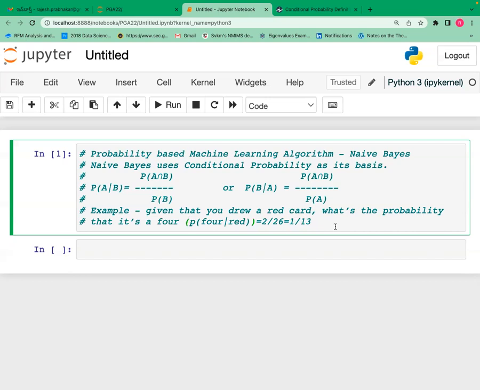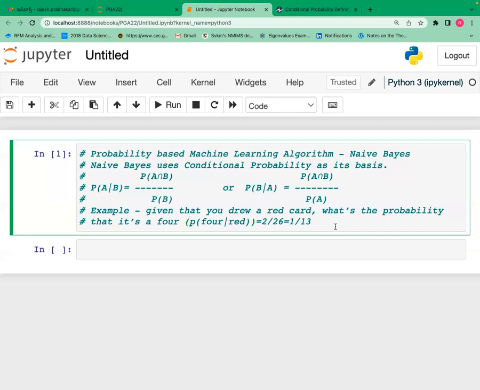So conditional probability means the other event has already occurred. In this case, the event that has occurred is we have already drawn a red card. It is already telling you that it is a red card. What is the probability of that red card being 4? That is called conditional probability. Clear?